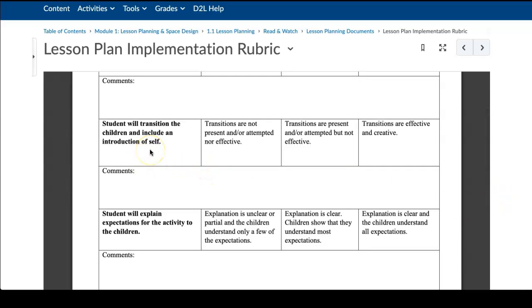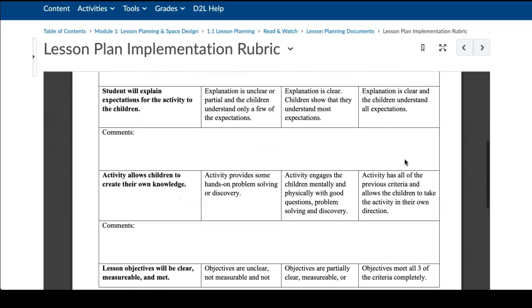The second expectation is that you, the student, will transition the children and include an introduction of yourself. Your transition is effective and it's creative. Remember, eyes on, ears on, hands on. Student will explain expectations for the activity to the children. Your explanation needs to be clear and the children understand all expectations.